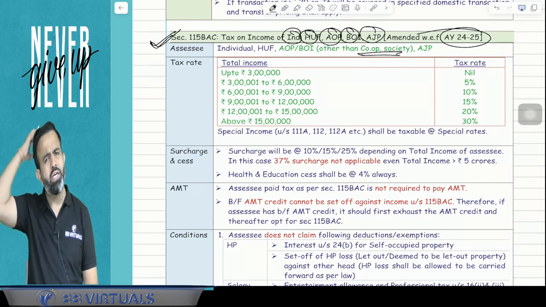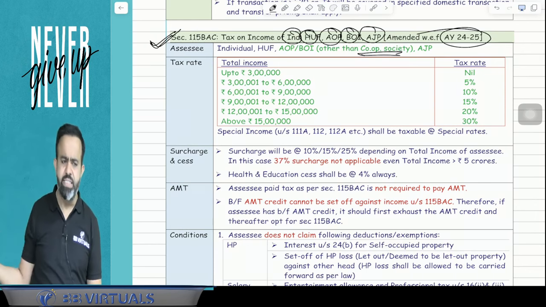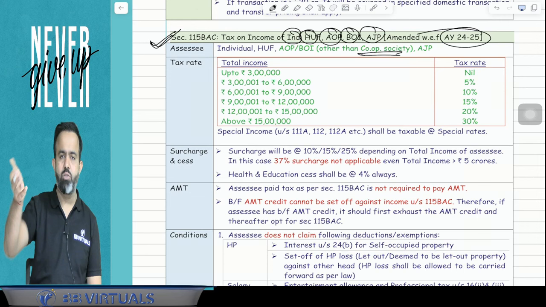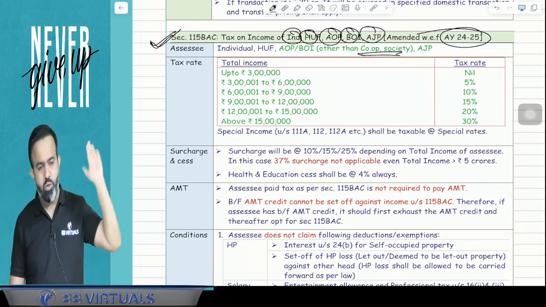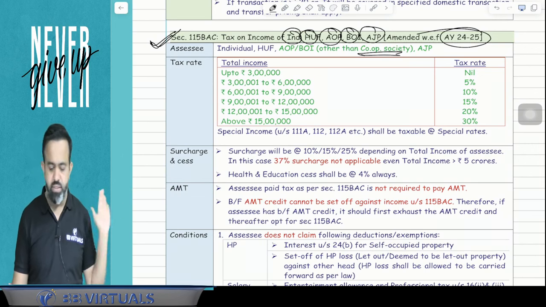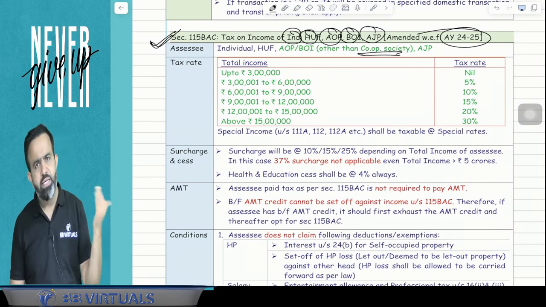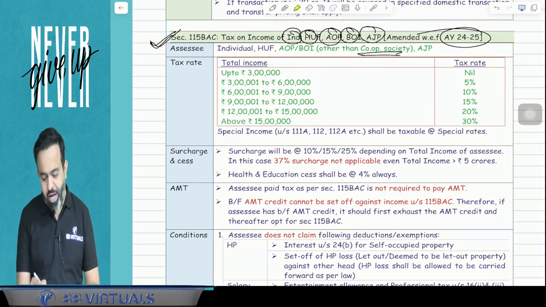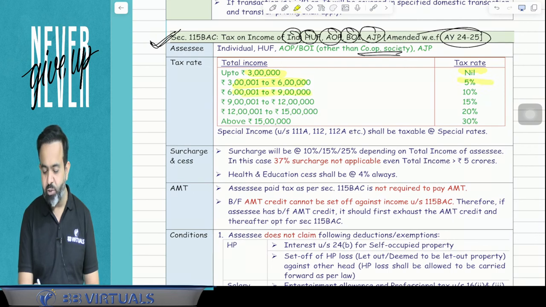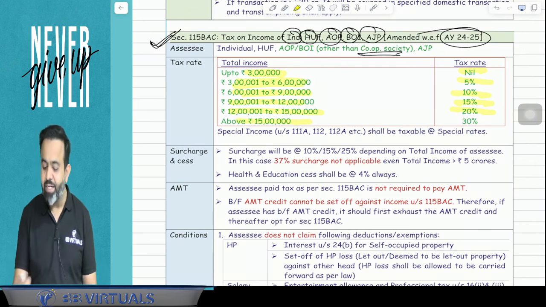Because for cooperative society, you know that 115BAD is there, 115BAE is there. So, for cooperative society, this section is not applicable. Otherwise, for individual, HUF, AOP, BOI, artificial juridical person, this section is applicable, whether resident or non-resident. This section says that now this will be your slab rate. Up to 3 lakh, there is no tax. 3 lakh to 6 lakh, 5%, 6 lakh to 9 lakh, 10%, 9 lakh to 12 lakh, 15%, 12 lakh to 15 lakh, 20%, more than 15 lakh, 30%.